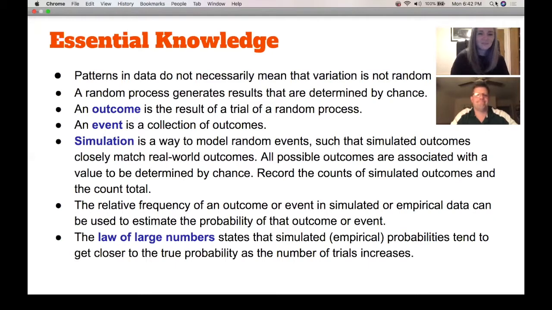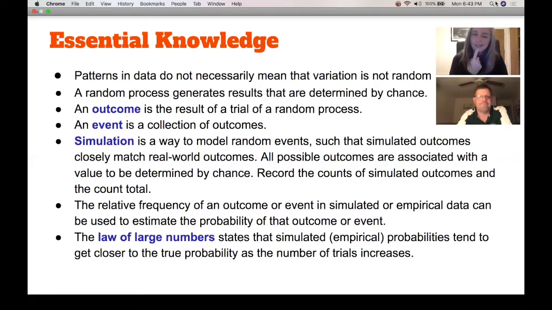Yeah. The relative frequency. Wow, we haven't seen that word in a while. Yeah. The relative frequency of an outcome or event in simulated or empirical data can be used to estimate the probability of that outcome. So, I do something and I track it and use that to estimate how likely it is to happen. Oh, yeah, that makes sense.